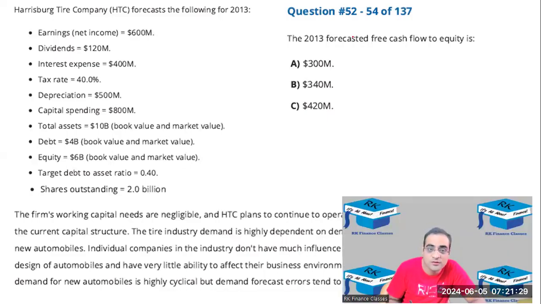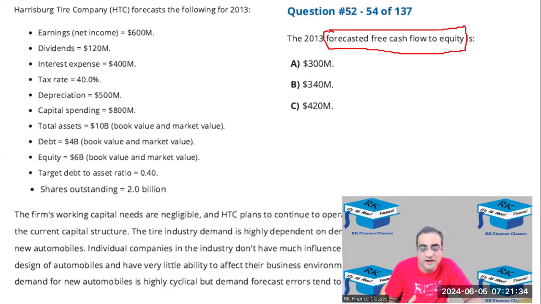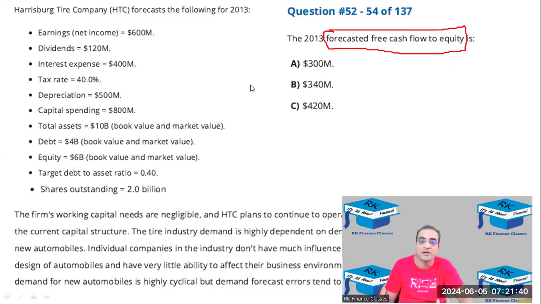All right, so you have to calculate forecasted free cash flow to equity. Now, I'm looking at the question first and then looking for the data, and that is what you should do.